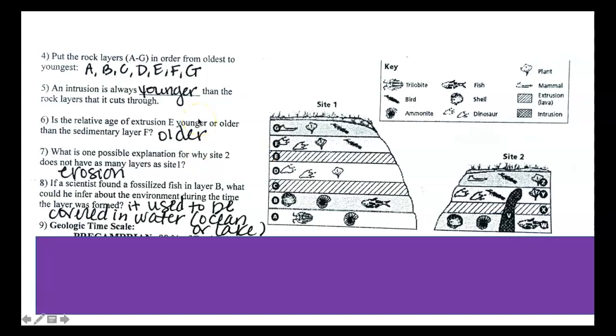Number 8, if scientists found a fossilized fish in layer B, which we have right here, what could you infer about the environment during the time that it was formed? Well, if you find fish or any other aquatic fossils, then that indicates that that area had to have been underwater at one point. So you have multiple types of aquatic fossils here, so that indicates that this area was underwater.